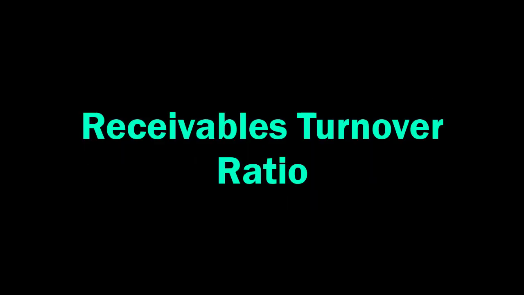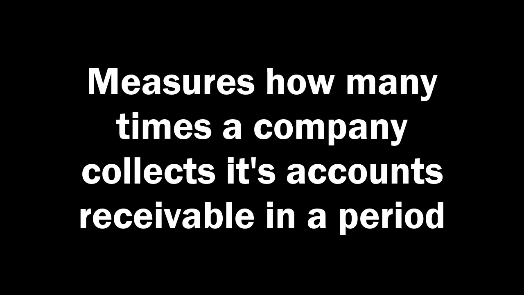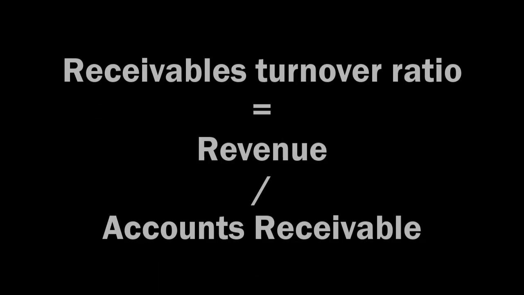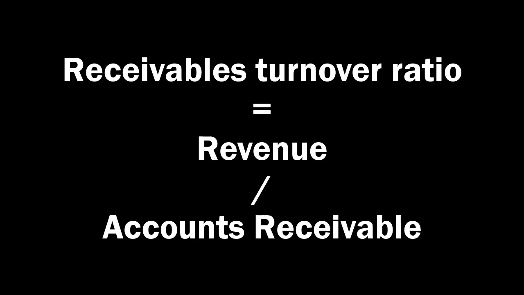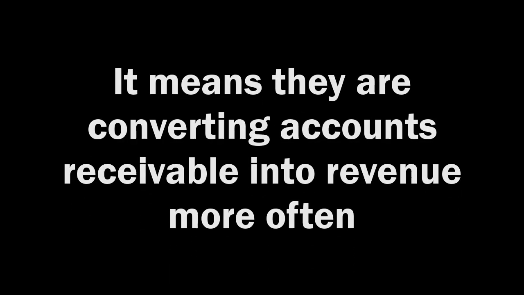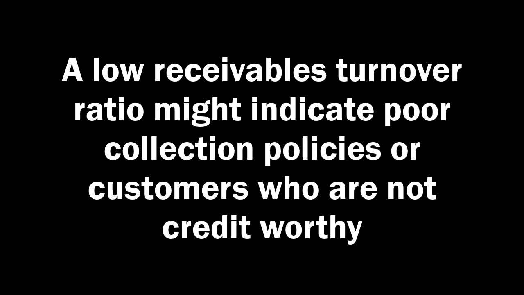Our next turnover ratio is the receivables turnover ratio. It measures how many times a company collects its accounts receivable in a period. The higher the receivables turnover ratio, the more times the company is collecting its receivables. The receivables turnover ratio equals revenue divided by accounts receivable. A more efficient company will have a higher receivables turnover ratio. It means they are converting accounts receivable into revenue more often. A low receivables turnover ratio might indicate poor collection policies or customers who are not creditworthy.